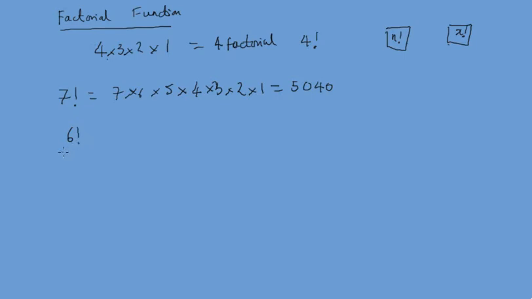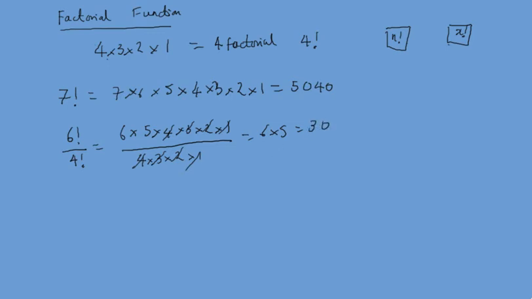Now what if you had something like this? 6 factorial divided by 4 factorial. Let's look at what this actually shows us. So we have 6 times 5 times 4 times 3 times 2 times 1 divided by 4 times 3 times 2 times 1. If you look here, the 4s, the 3s, the 2s and the 1s all cancel, so that just is 6 times 5, which is 30.